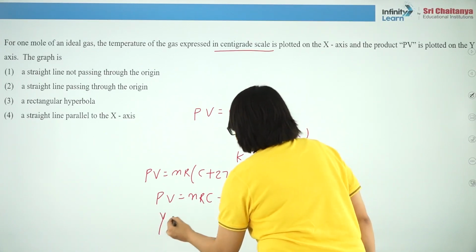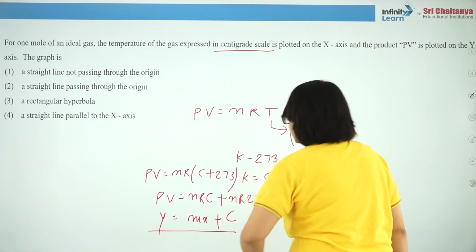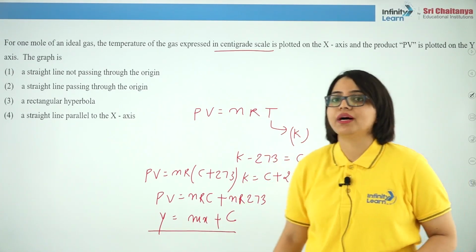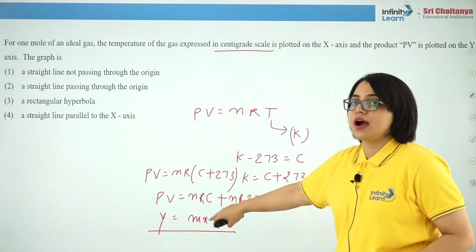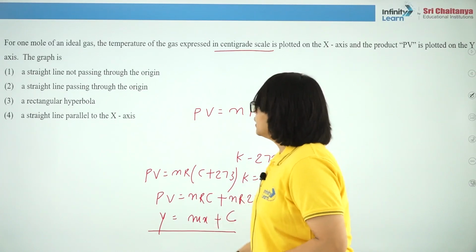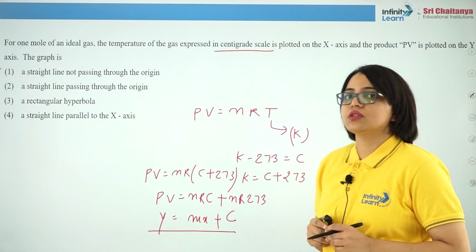So, you can write this equation as y is equal to mx plus c, and you can see that this is a straight line, but it is not passing through the origin. It has some y intercept nR 273 and it has some slope nR. So, it is a straight line and it is not passing through the origin, which is option 1.